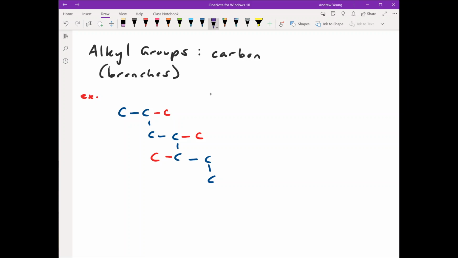Again, let's follow our rules. If you've forgotten, first, find the longest carbon chain. This becomes your parent. Right?